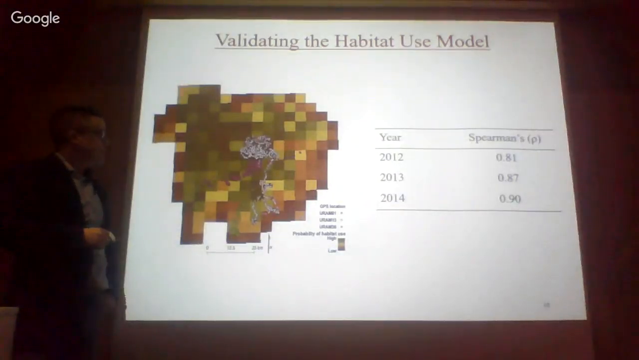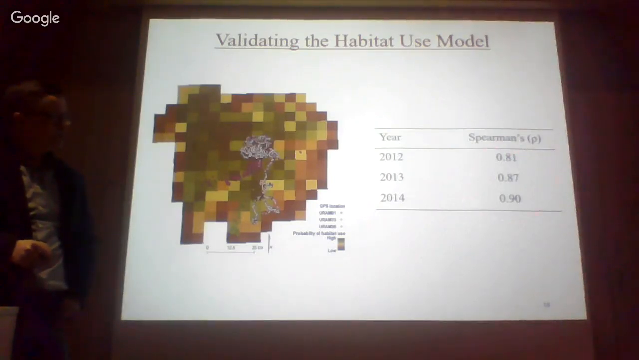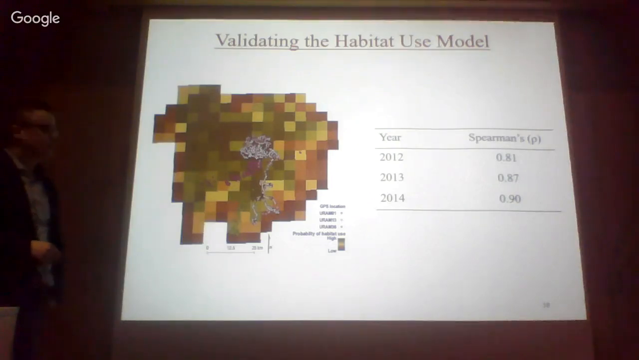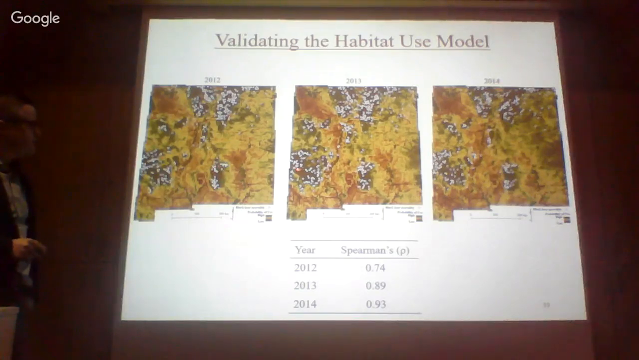So for the Jemez, across all 3 years, we had correlation coefficients greater than 0.6, suggesting we did pretty well. And then when we look at New Mexico overall, these white dots, which are all mortality locations, seem to really fall into what we believe are high probability areas. And that correlation coefficient confirms with all values greater than 0.6 as well.